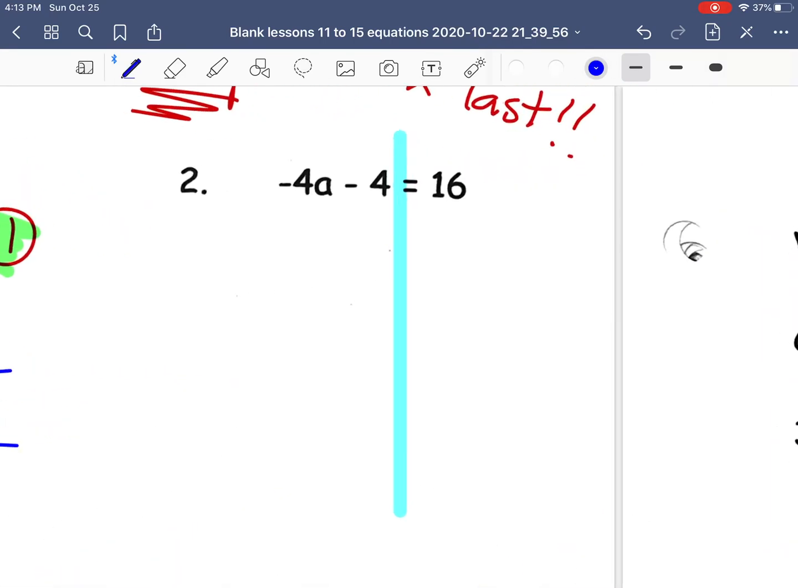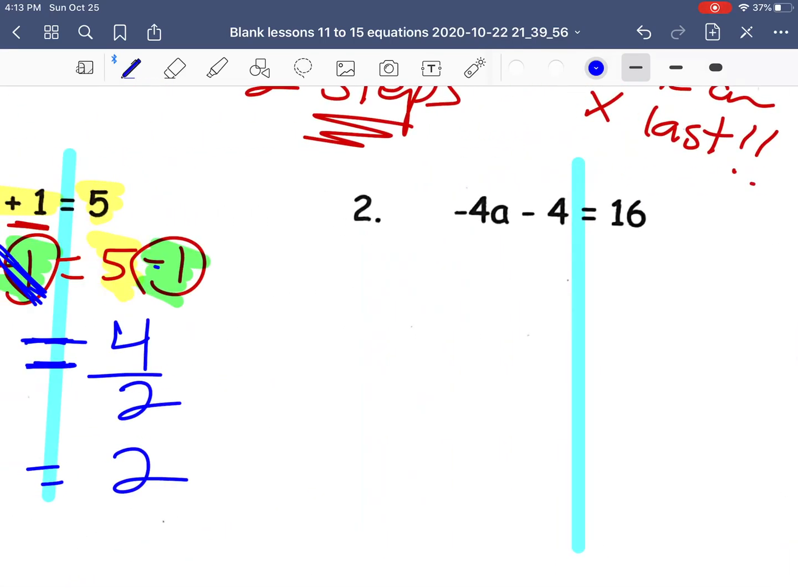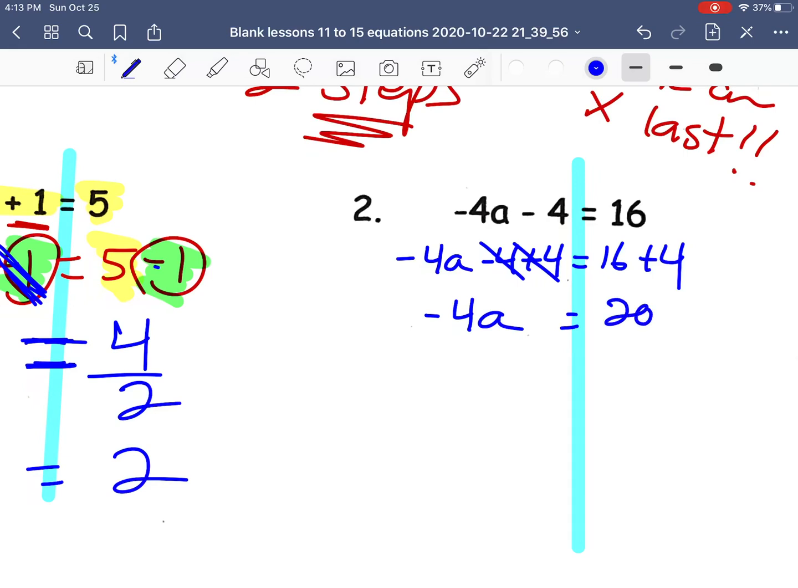Question 2. Negative 4a minus 4, get rid of the 4, plus 4. Plus 4 on each side. Those are gone. You must show all your steps always. This is going to give you a 20.